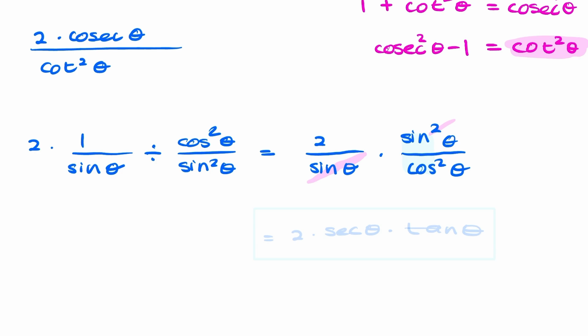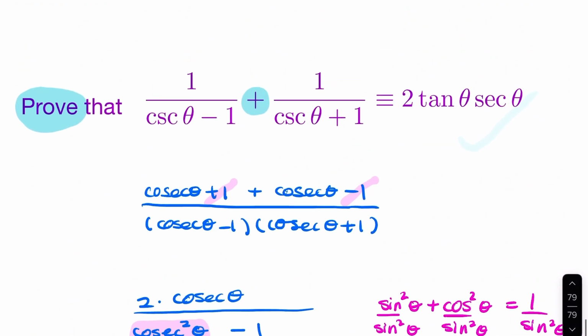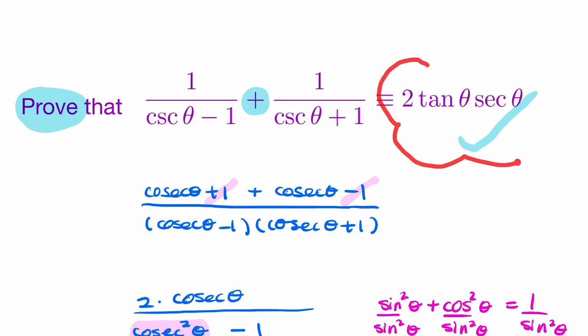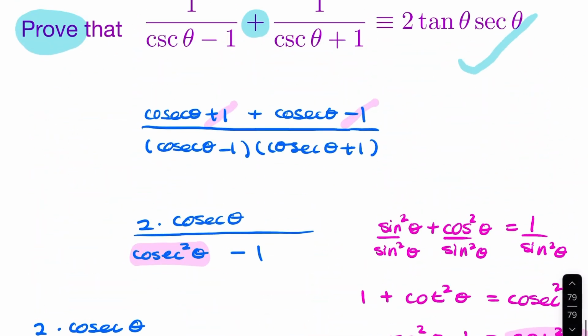Or maybe that's not the best thing to say. I should say sine over cosine is tan, and 1 over cosine is secant. So you end up with 2 multiplied by secant theta multiplied by tan theta. And that's what we were asked to find in the question. So that's your final answer, and that's how you would show, or that's how you would prove this identity.